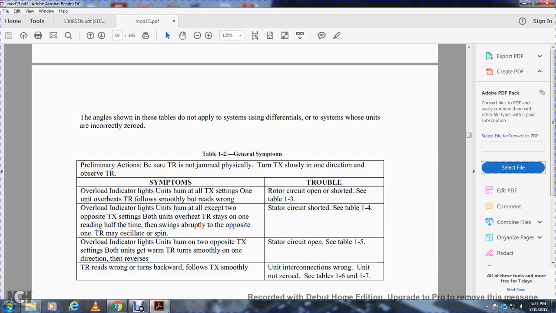Overload indicator lights come on, both units get warm, and the torque receiver turns smoothly but only in one direction, in reverse. The trouble is a stator circuit is open. If the torque receiver reads wrong and turns back with the torque transmitter smoothly, the unit interconnection is wrong or the unit is not zeroed. See Tables 1-1 and 1-6.